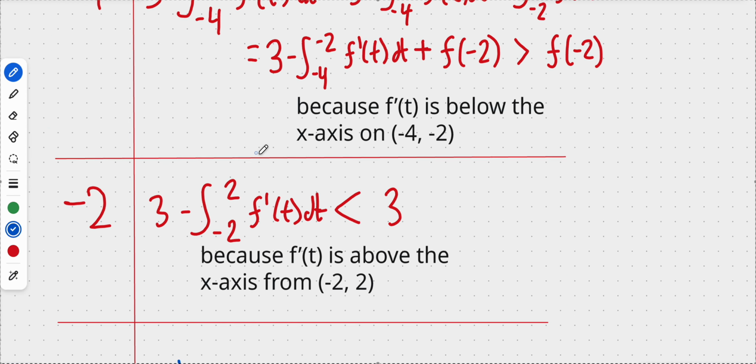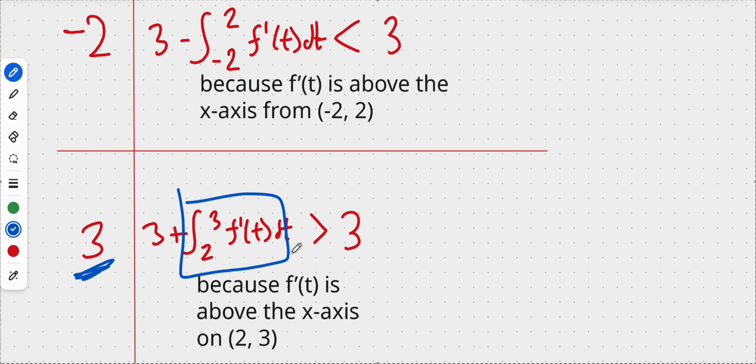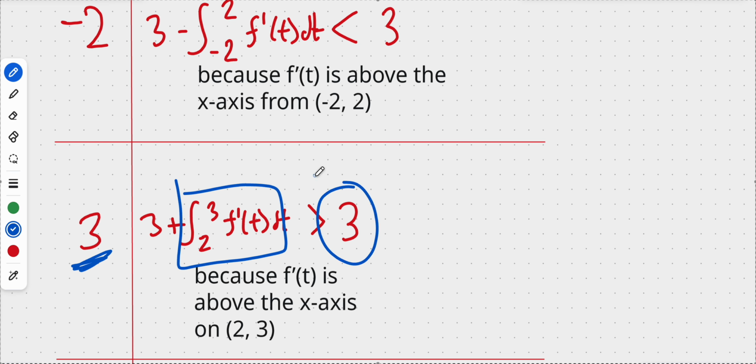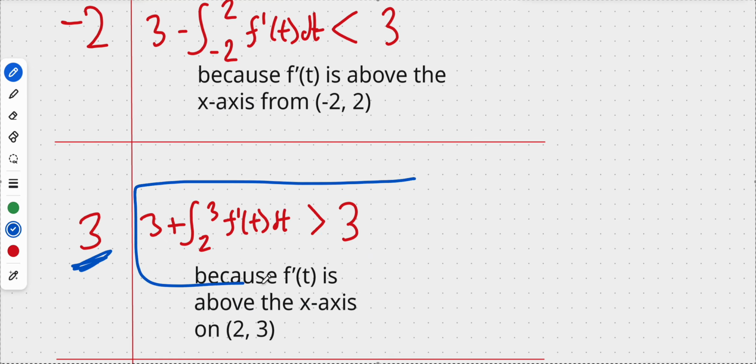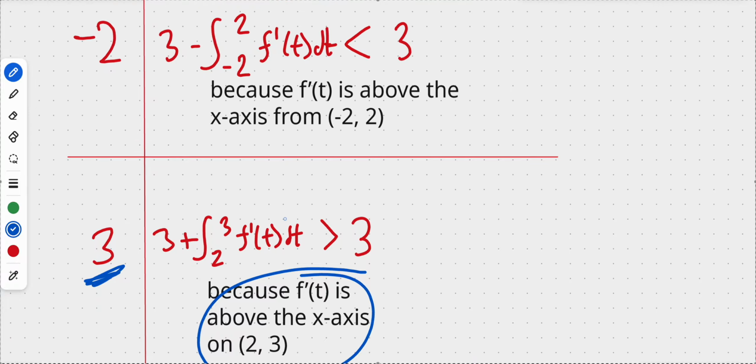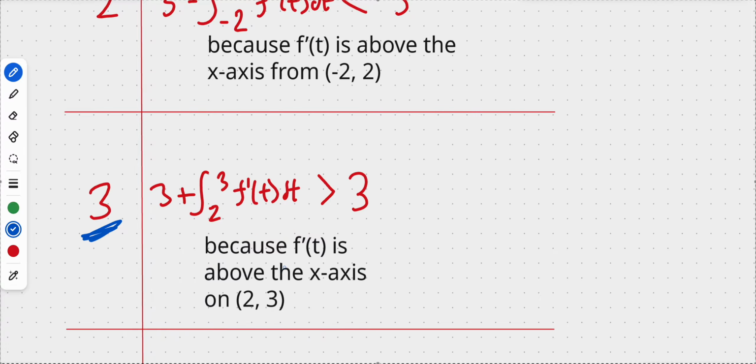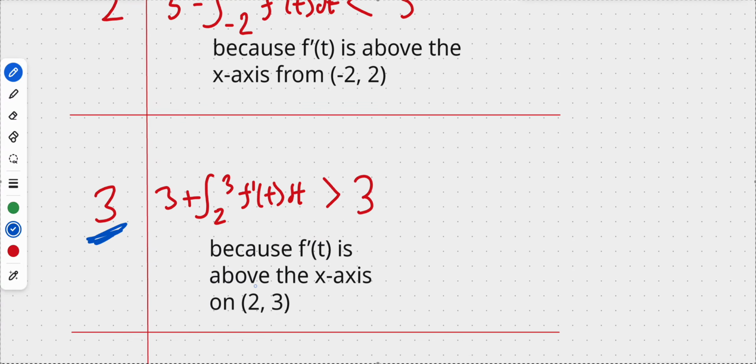Okay, so I'm doing 3 plus a positive number. That means it's going to be bigger than 3. So that's as much as I know about that y value, right? That's as much as I know about f of 3, right? F of 3 is going to be bigger than 3. I even provided a little bit of a reason here, a sentence that explains why, right? Because it's above the x-axis. That's what makes that area positive. That's what makes that integral positive, right?